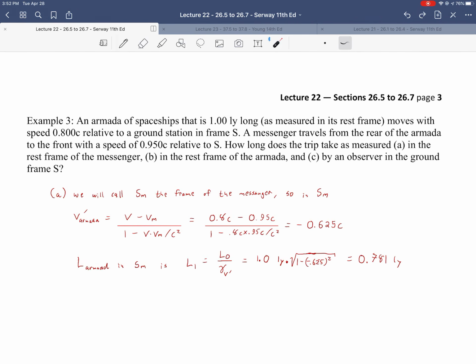Notice that I just wrote 0.625 because the c squared would cancel with the c squared in the denominator if you look at the definition of the Lorentz coefficient. And then the negative is going to go away because I'm squaring it. So then I get a length of 0.781.